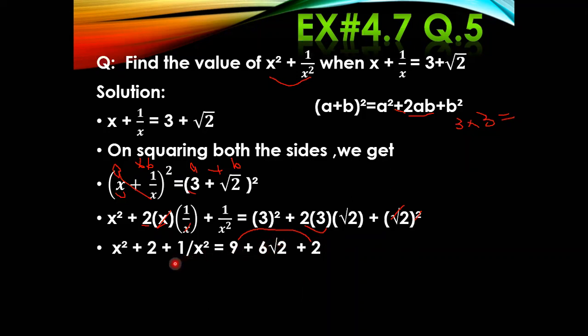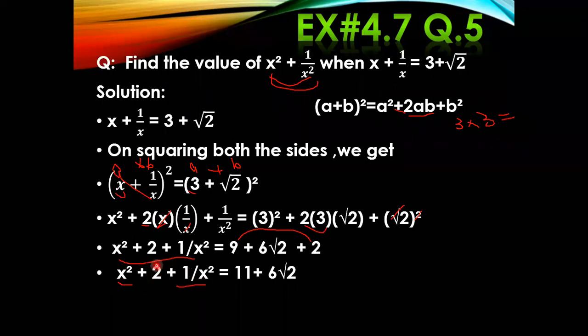So in the next step, simply you will add them together. You will copy your left hand side as it is, x square plus 2 plus 1 upon x square is equal to 9 plus 2, it will become 11, and plus 6 under root 2. Okay, now what is required here? What you require is x square plus 1 upon x square. As you can see on the left hand side, you have x square and 1 upon x square.